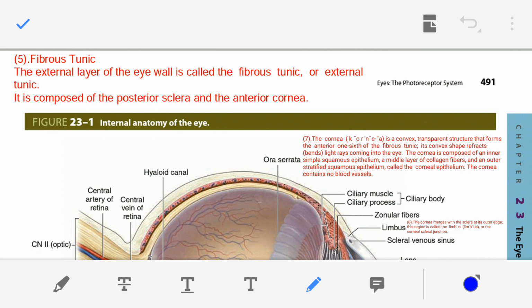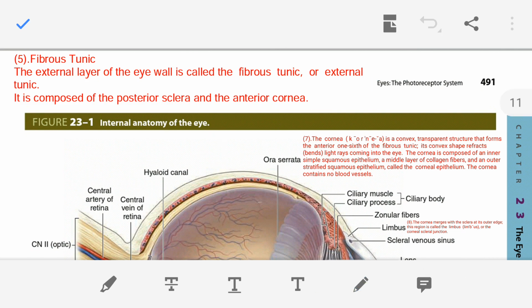Now the fibrous tunic. The external layer of the eye wall is called the fibrous tunic, also known as the external tunic. This fibrous tunic is composed posteriorly of sclera, and anterior to it the cornea is present. So we can say the fibrous tunic is composed of two parts: the anterior portion known as the cornea and the posterior part known as the sclera.